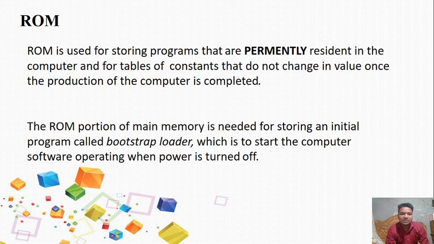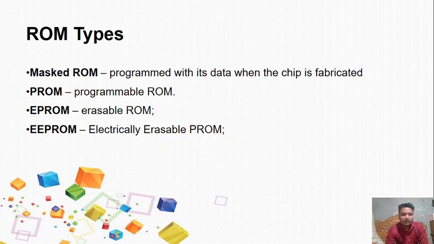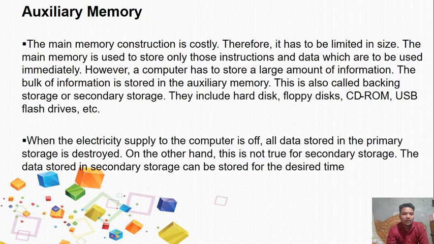Then the ROM. ROM is used for storing programs that are permanently resident in the computer and for tables of constants that do not change in value once the production of the computer is completed. Now you can see the ROM. ROM types. ROM has four types: masked ROM, PROM, that means programmable ROM, EPROM, that means erasable PROM, and EEPROM, electrically erasable PROM.